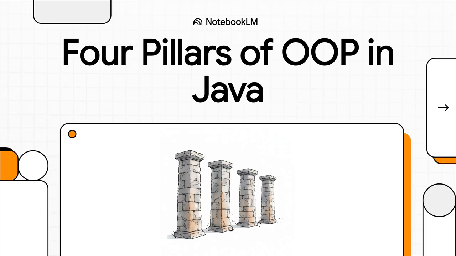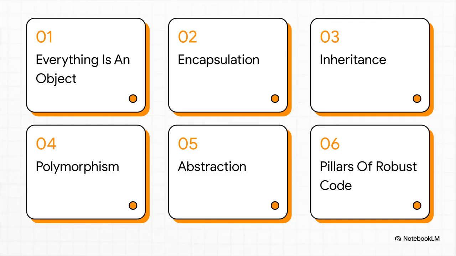We're going to break down the 4 foundational principles of object-oriented programming, or OOP, in Java. We'll see exactly how these principles take what looks like abstract lines of code and totally transform them into intuitive, real-world models. We're going to construct our knowledge today pillar by pillar.